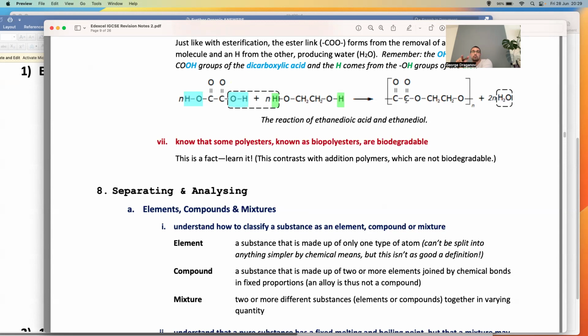Because remember, addition polymers have the strong CC bonds, which don't break, and they're non-biodegradable. So they take up the landfill. Okay, so congratulations, EdXL people. You've now finished your organic course.